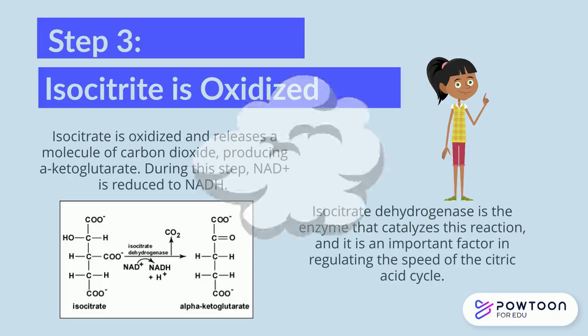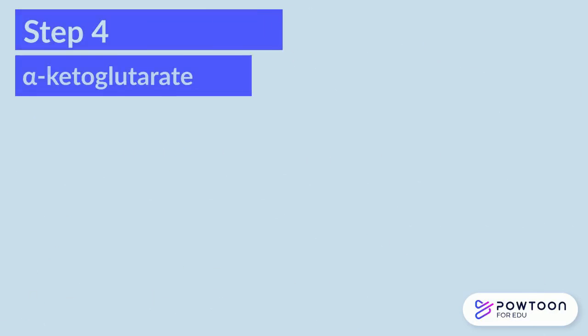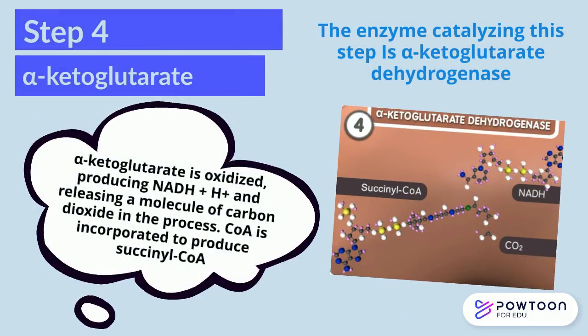the citric acid cycle. In step 4, alpha-ketoglutarate is oxidized, producing NADH and H+, releasing a molecule of carbon dioxide in the process. CoA is incorporated to produce succinyl-CoA.